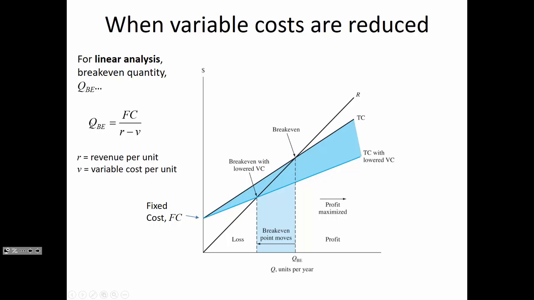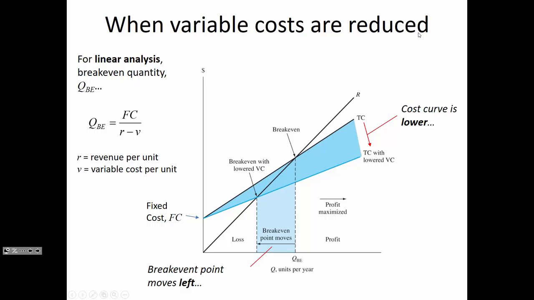So you can calculate the break-even quantity to find out how many you have to sell by dividing the fixed cost by the revenue per unit minus the variable cost per unit. The revenue per unit is the sales price per item, and the V, the variable cost per unit, only has to do with the costs that go into each additional item, not including the fixed costs such as the rent, the insurance, and all those other things that go into fixed cost. So this is an important effect for you to be aware of. What happens when variable costs go down? The break-even point moves to the left.